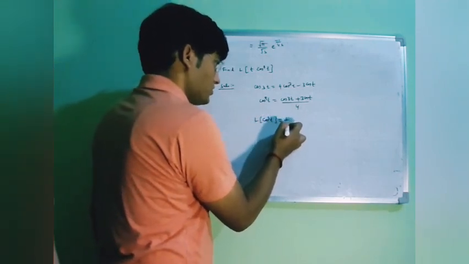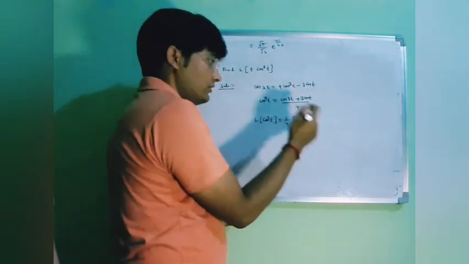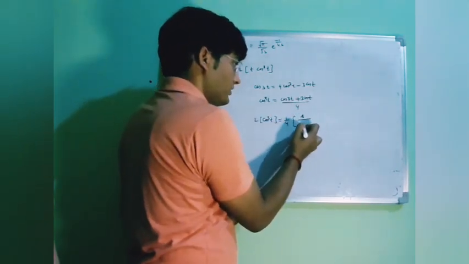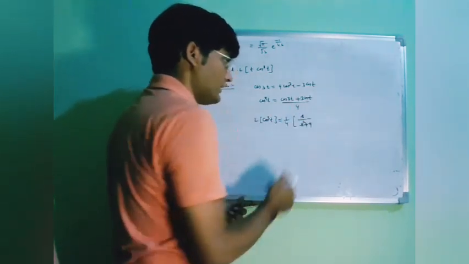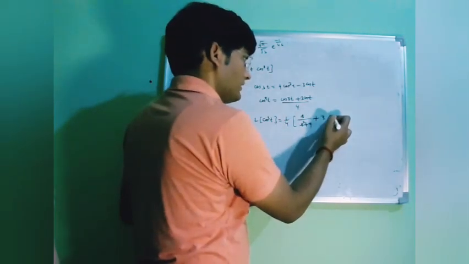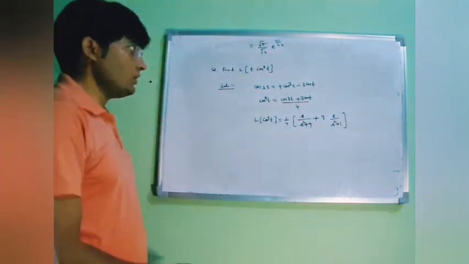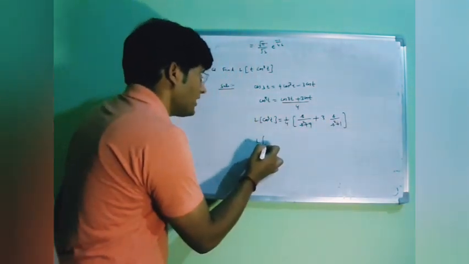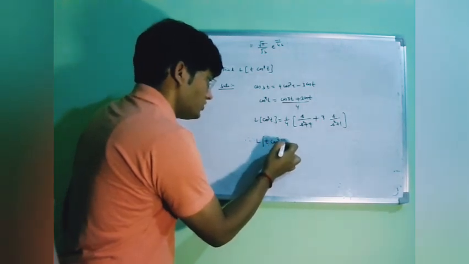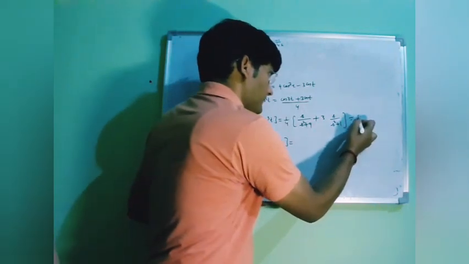The Laplace of cos cube t will be 1 by 4. The Laplace of cos 3t, the Laplace of cos 3t is s upon s square plus a square, that means s upon s square plus 9, plus the Laplace of cos t, and the Laplace of cos t is s upon s square plus 1. Therefore, the Laplace of t into cos cube t is equal to, so this is your fs.